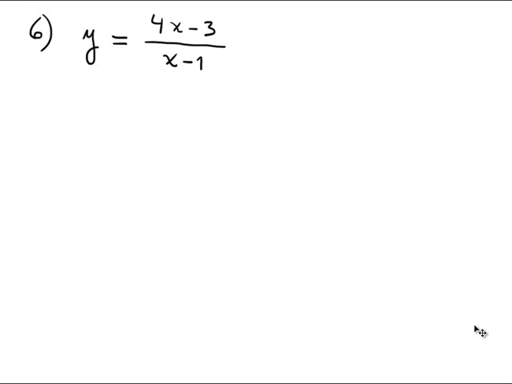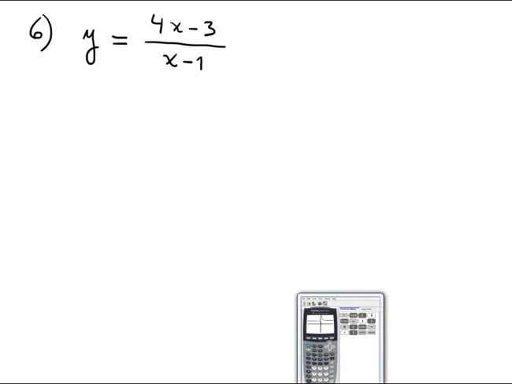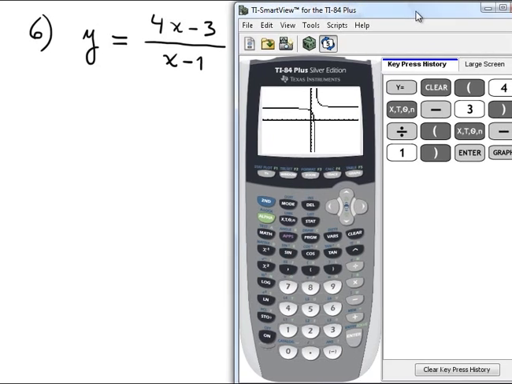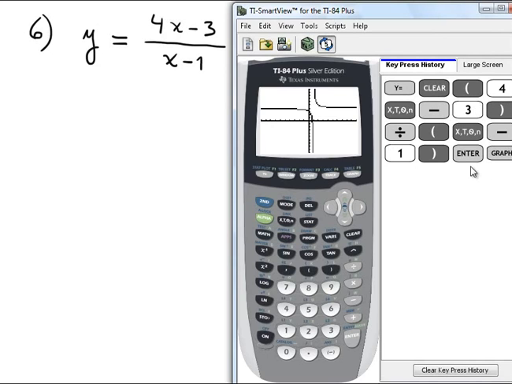Okay, in equation number 6, you determine whether the equation defines y as a function of x. The easy way is to put it in the calculator. This is the sequence of keys that you have to press. I press graph, I see the curve, and you apply the vertical line test. In this case, you see clearly it crosses at only one point, so it is a function.